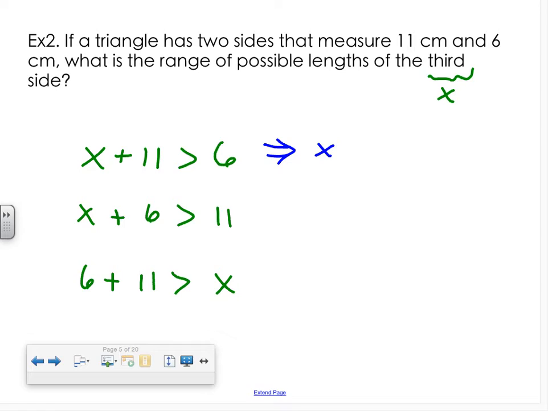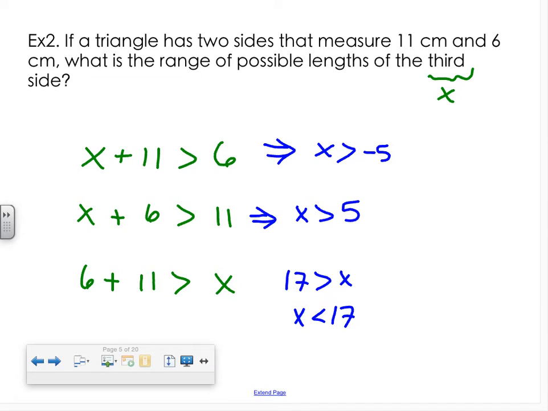okay, this one's the trash one because I get -5. That's going to be a given. This one, x has to be greater than 5. And this one, this becomes 17 is greater than x. So that's written as x is less than 17. Okay, so remember, this one's trash.